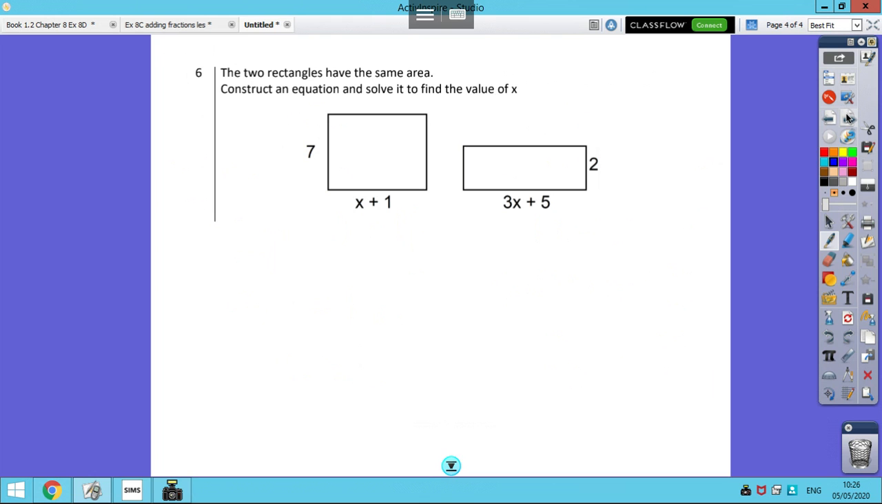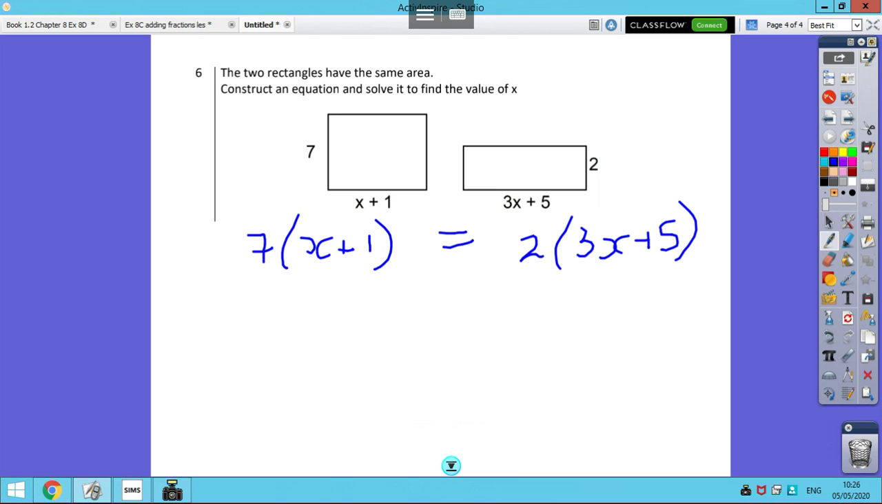The two rectangles have the same area, so that tells you you've got to find the area of each rectangle. Well, the area of this one is going to be 7 times x plus 1 in brackets, and this one is going to be 2 times 3x plus 5. So what does that tell you? When you've got something outside a bracket, you're going to have to expand them, aren't you? Now it says they have the same area, so what we can do is we can put an equal sign between them. That's your equation that you've constructed. 7 times x plus 1 equals 2 times 3x plus 5.